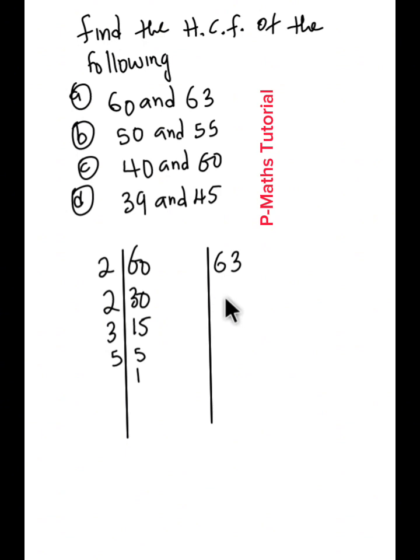Over to 63. The smallest number that can divide 63 is 3. 3 divides 63, we have 21. 3 can divide 21, we have 7. Then 7 can divide 7, we have 1.